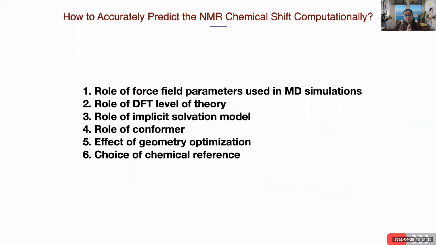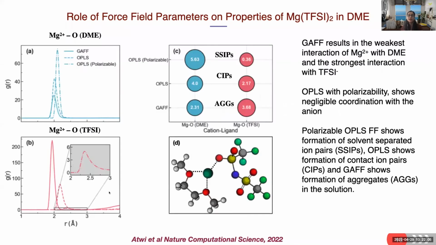So it's one thing that we were able to predict the NMR chemical shift, but the other most important thing is, can we do it accurately? Because these NMR chemical shifts are very sensitive to a lot of factors, especially in liquid solutions with a high degree of freedom. So we identified several different factors which affect the accuracy of NMR chemical shift, such as the parameters that we are using in simulations, the models that we are using, or the different conformers which are present in the solution.